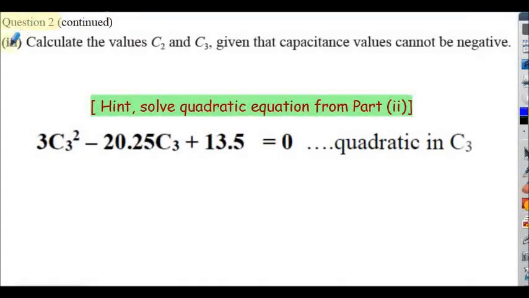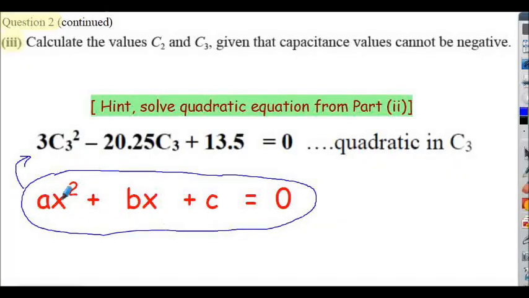Question 2, part 3. We've got to solve the quadratic equation. Note this equation is of the form ax squared plus bx plus c equals 0. And of course x in this case is C3. Full solution shown on the following slide.